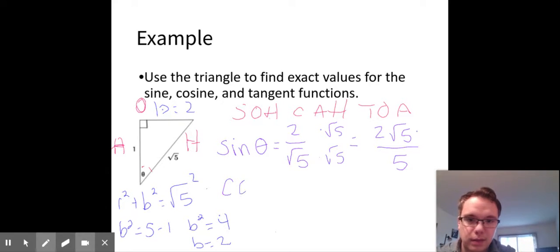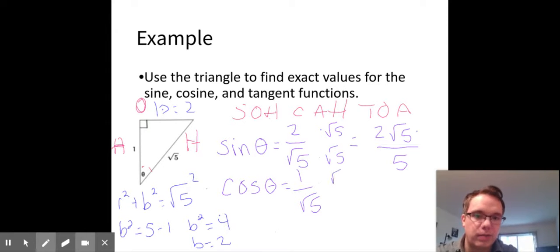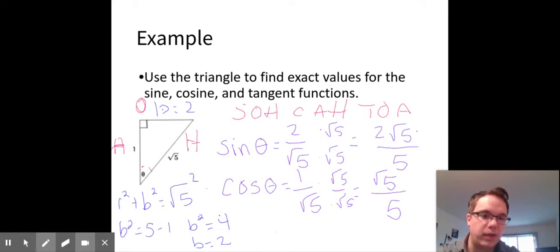Cosine theta, I'm going to take my adjacent side, 1 over the square root of 5. Again, I have a square root of 5 on the bottom, so I've got to multiply by square root of 5 on top and by square root of 5 on bottom. So I'm multiplying by the greatest number in all of algebra, which is 1. And so I will get the square root of 5 over 5. And again, we can't reduce a number inside a radical by a number outside a radical. So square root of 5 over 5 is the most simple answer we can have for cosine of theta.